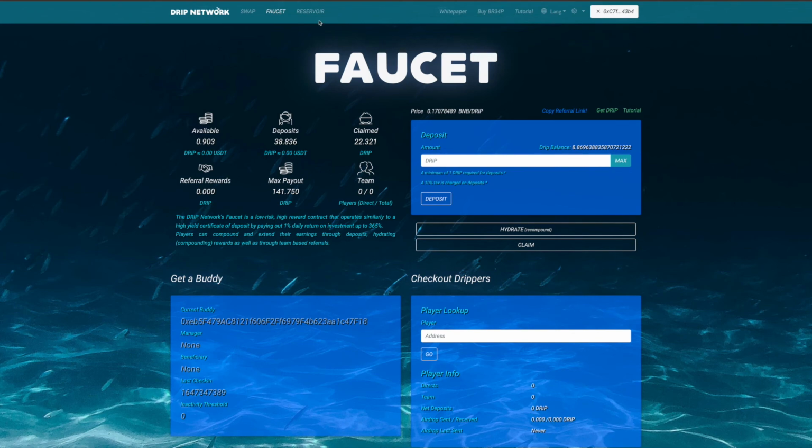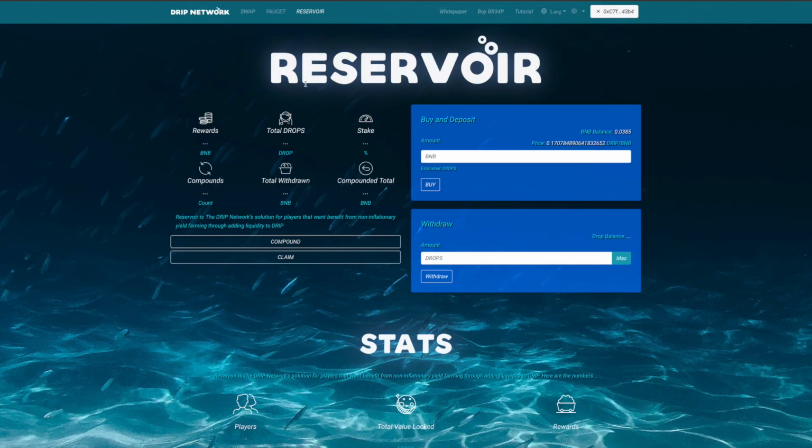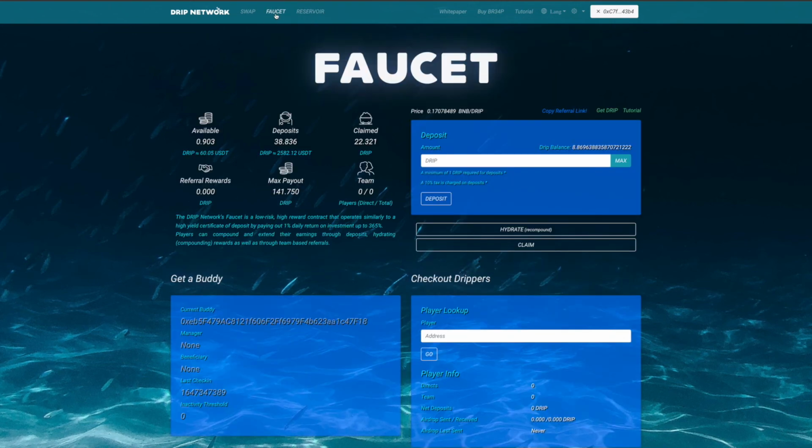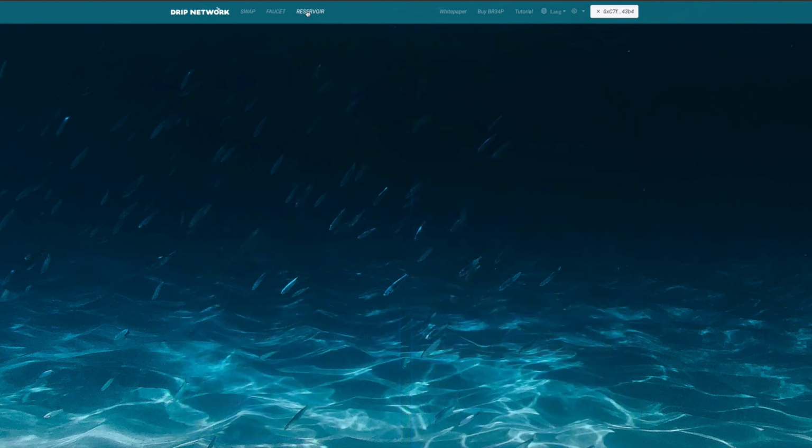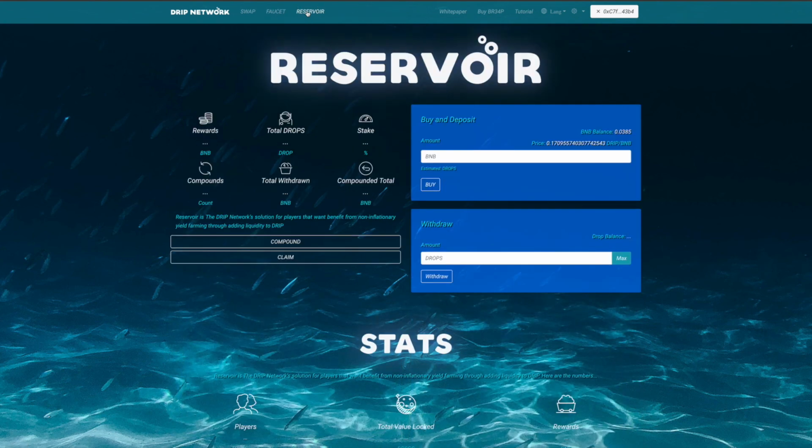Now, the reservoir is basically, unlike the faucet, once you put in your deposit, your Drip, okay, remember there's taxes involved if you're new to this, you can't take out your initial investment, okay, and you're earning 1% on this. What the reservoir is, is that you're adding liquidity to the Drip network, to the Drip ecosystem, okay, but you can withdraw your liquidity at any point. So you kind of get a share of what's in this pool here, and you put in BNB and you get paid out in BNB.